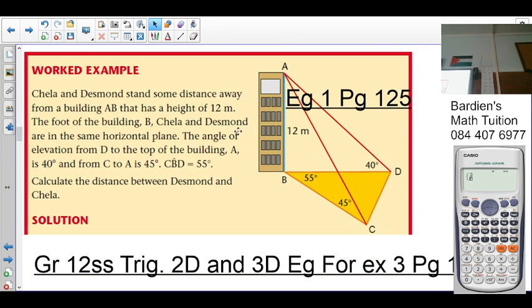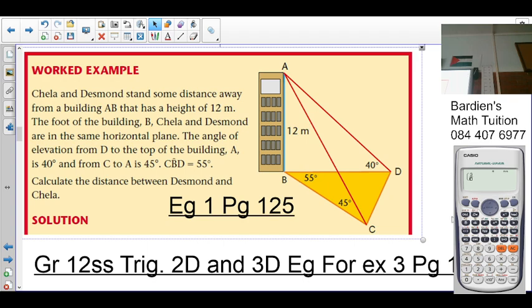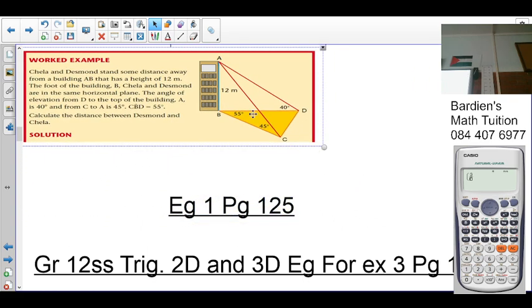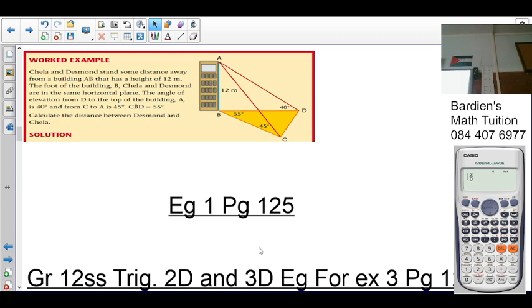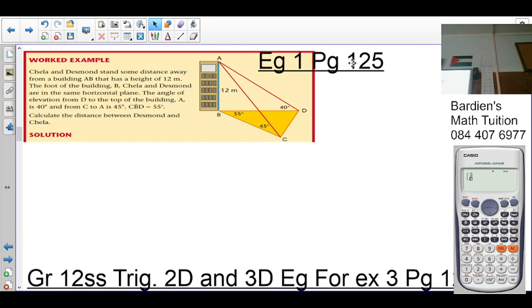So let's carry on with our life. Let's look at an example. And this is example 1 on page 125. And this example is for exercise 3 on page 126. Okay. So here we are told that Sheila and Desmond, is there any Sheila here? No, she left, no? Yes, she left last year, okay. And that's why she got the A for maths, no? You must check if your names are in the textbooks. Okay. Sheila got the A for maths.